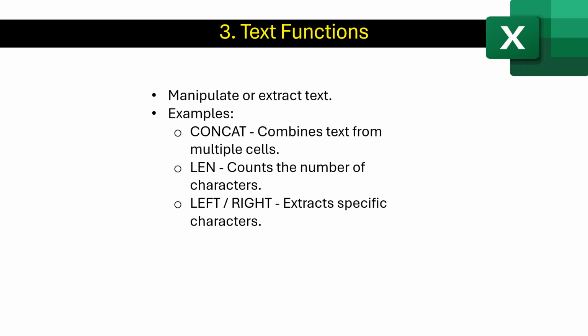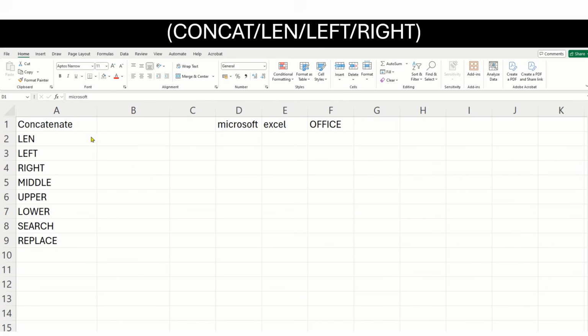Text functions. Text functions in Excel are powerful tools for working with text data. They help in organizing, modifying, and analyzing text efficiently, making tasks like combining, splitting, or formatting text quick and easy. Now let us see some of the most commonly used text functions. The first one is called CONCATENATE. What it basically does is combine the text which are given as arguments.